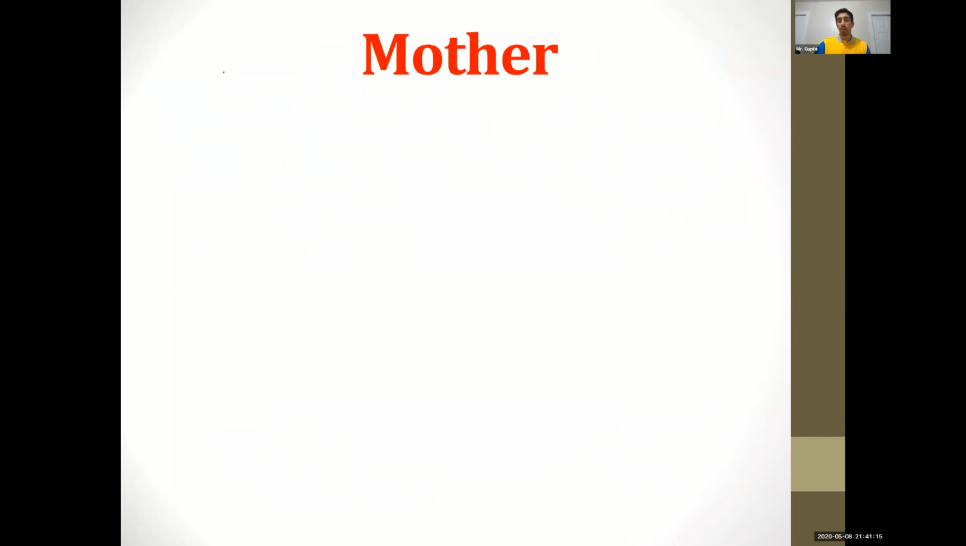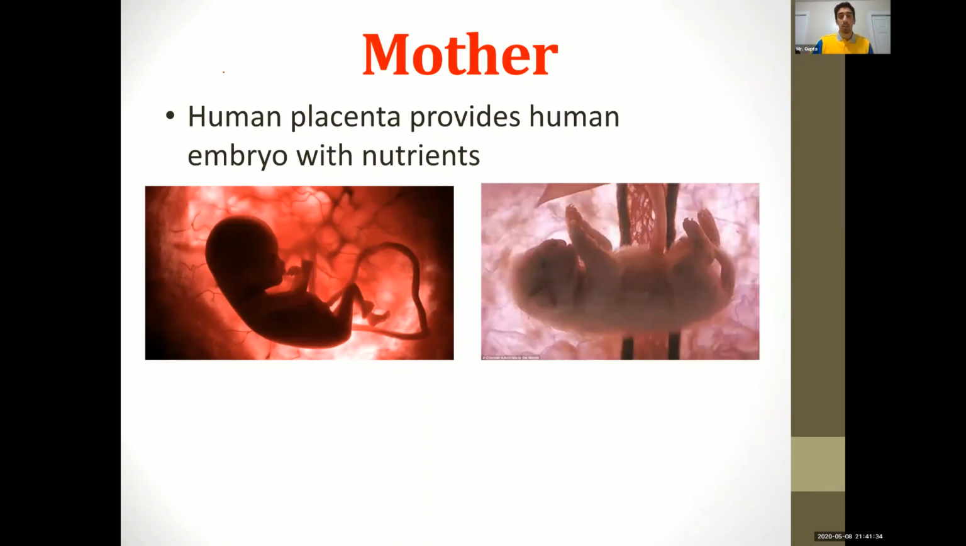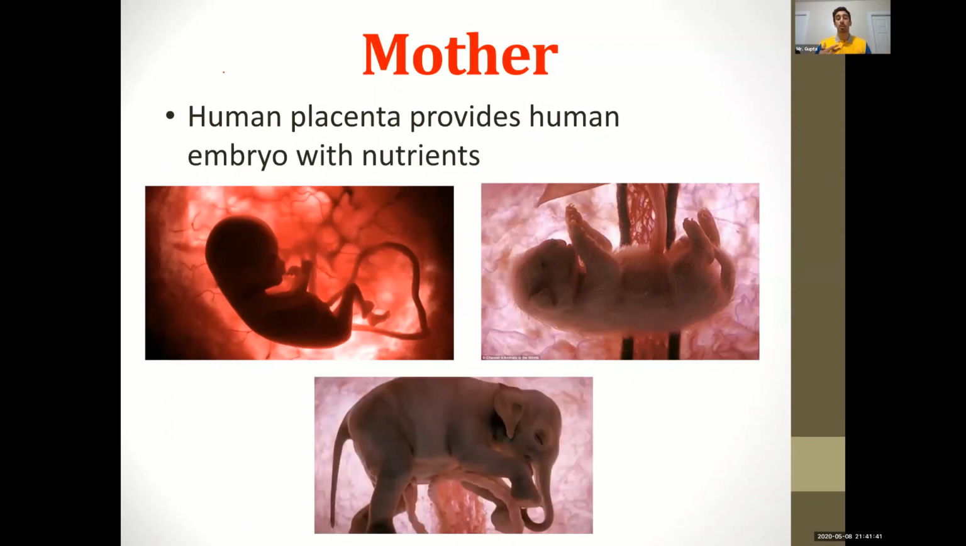And finally, the third way an embryo can be protected is through the mother. So the human placenta, just humans as an example, it provides the human embryo with nutrients. So the embryo is growing inside the mother. And the mother, the organism, it's protecting the baby. This is not a real image, but it just shows other animals that are growing inside of their respective mothers.